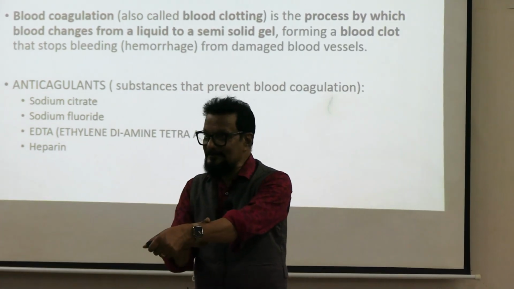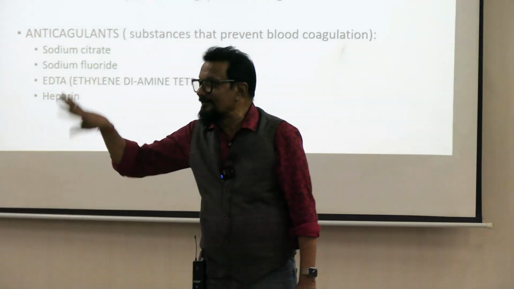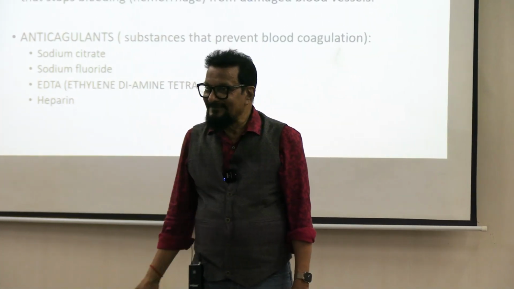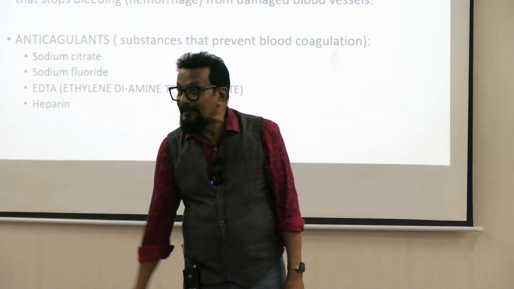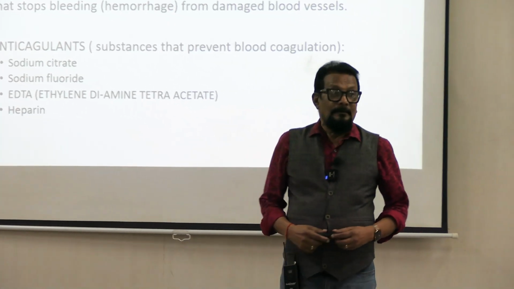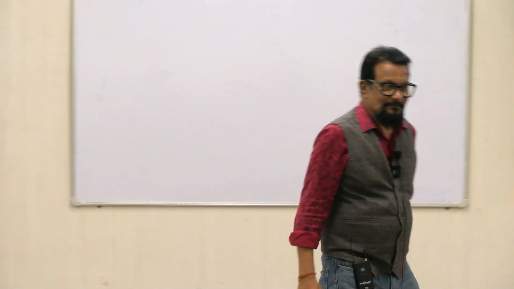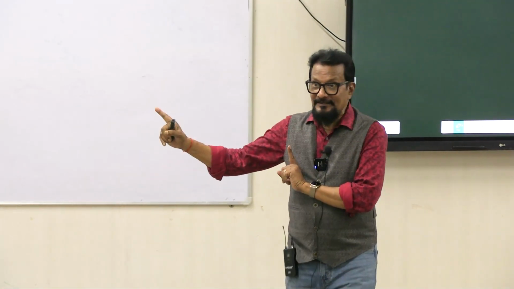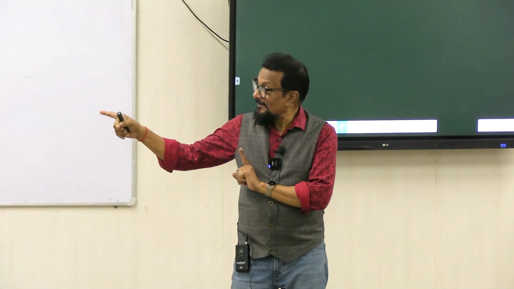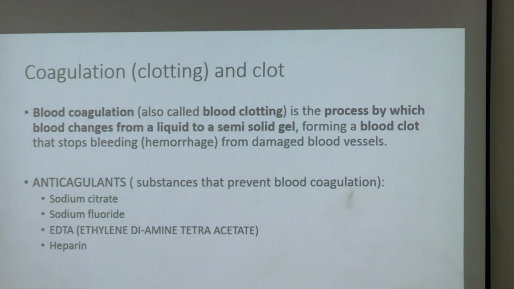Think, if this mechanism were not there, when a blood vessel is cut, you would continuously lose blood and die. But this is prevented by this mechanism. That's why it is a protective mechanism. And there are substances that can prevent this mechanism, called anticoagulants. A few names: sodium citrate, sodium fluoride, EDTA. A favorite question.